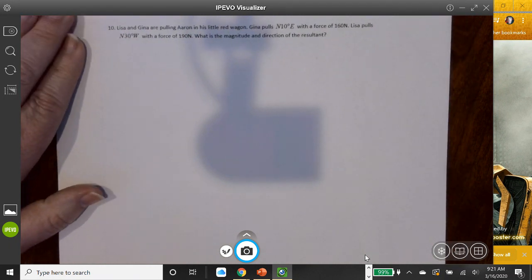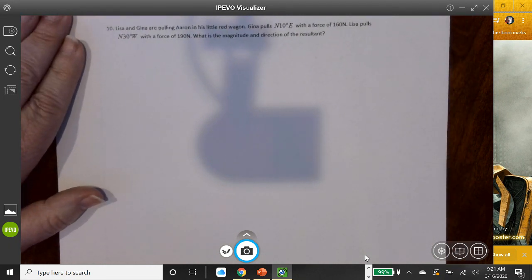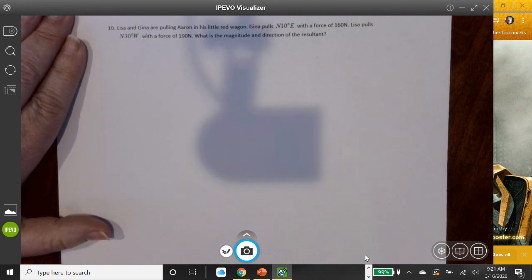Lisa and Gina are pulling Aaron in his little red wagon. I should have a picture for this, but I don't. Gina pulls at 10 degrees east of north with a force of 160 newtons. Lisa pulls at 30 degrees west of north with a force of 190 newtons. What is the magnitude and direction of the result?